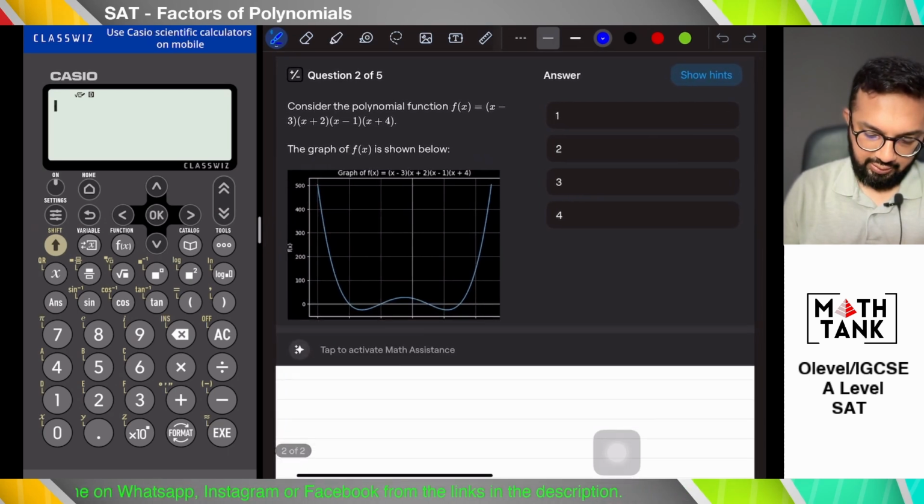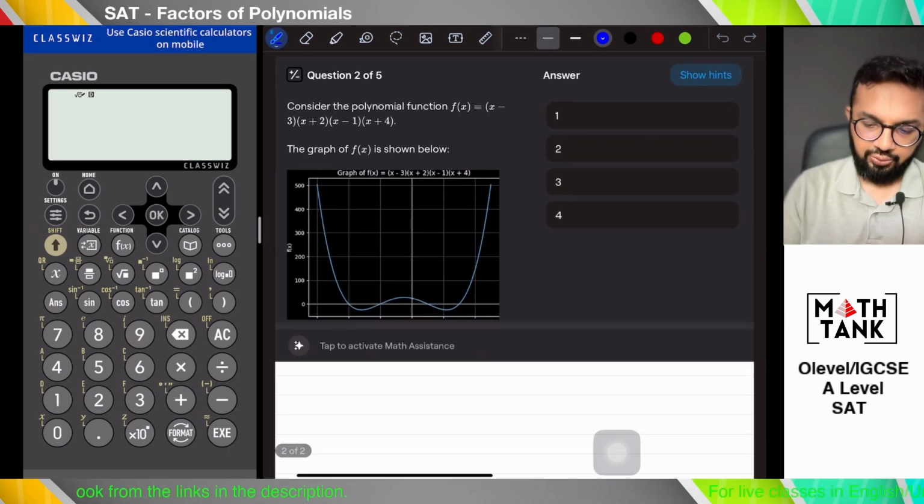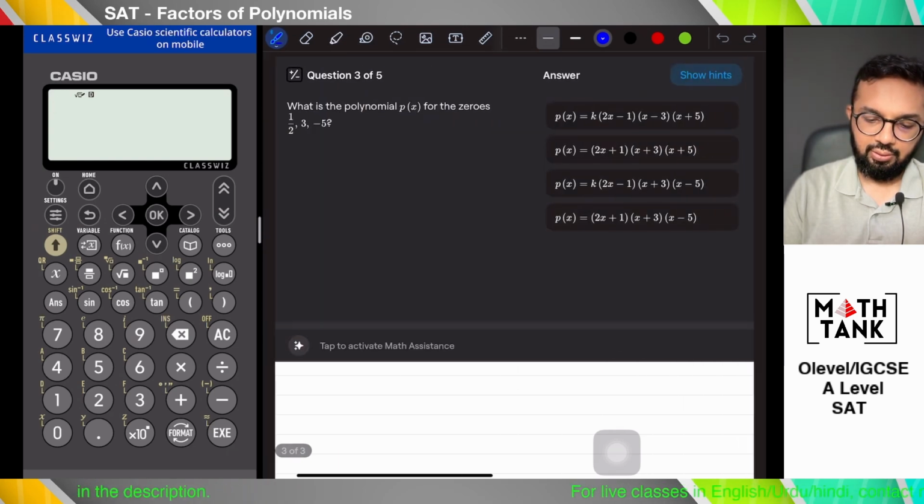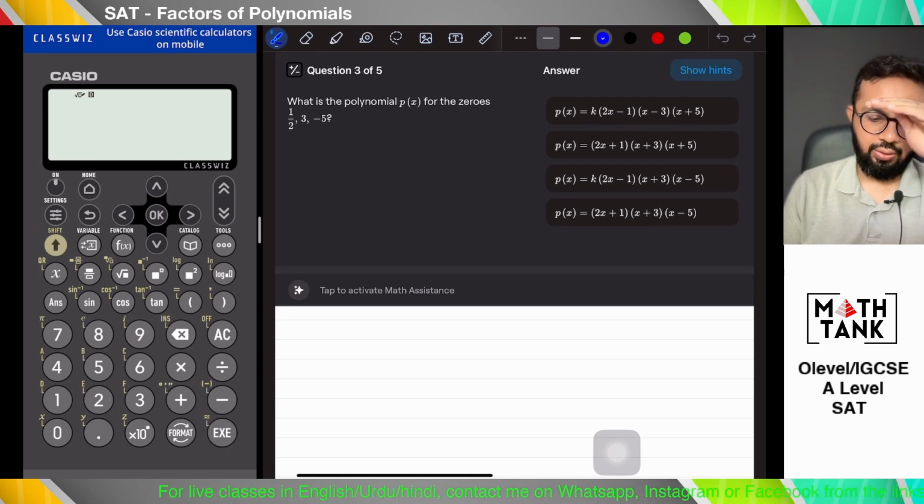What does the question say? It says, how many zeros does the function have? So 1, 2, 3, and 4. We just did a question like that. Okay, it's the number of times the function is on y equals 0 or on the x-axis.